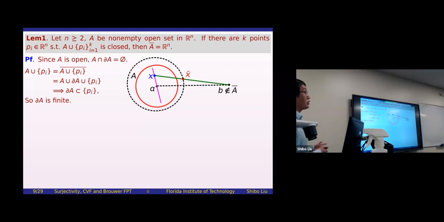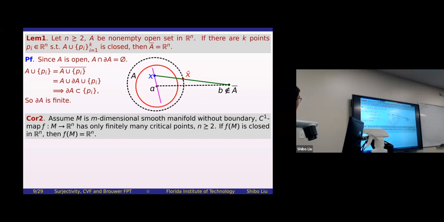So our surjectivity result is verified. And of course, the fundamental theorem of algebra is just a corollary of our result. Now, all these arguments are local, so we can generalize this to manifolds. So we have the corollary: replacing the domain Rn by an n-dimensional smooth manifold, the result is also true. A map defined over an n-dimensional manifold that has only finitely many critical points and a closed range must be a surjection. That is the first corollary.